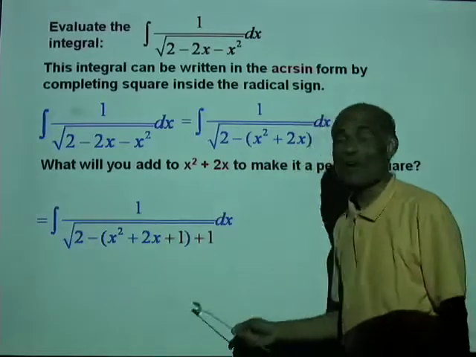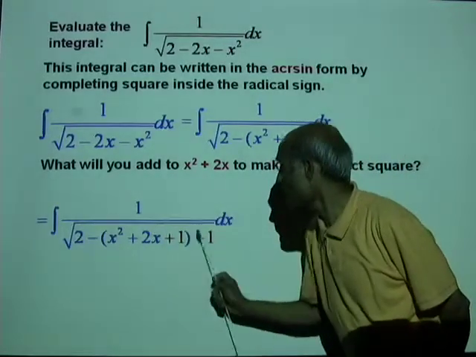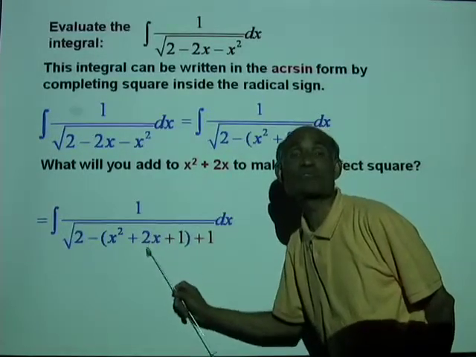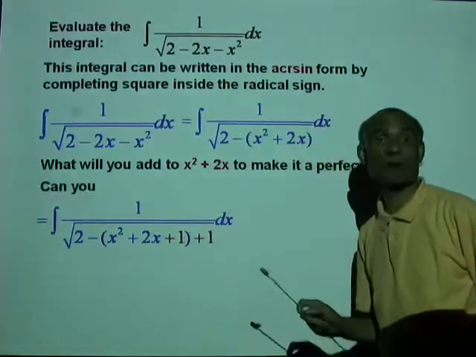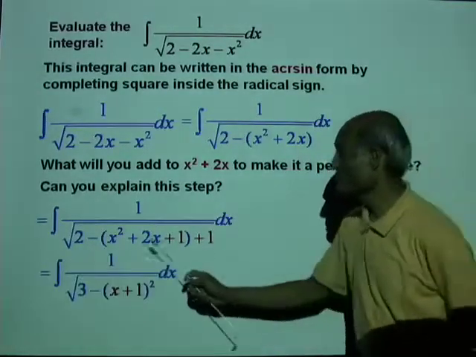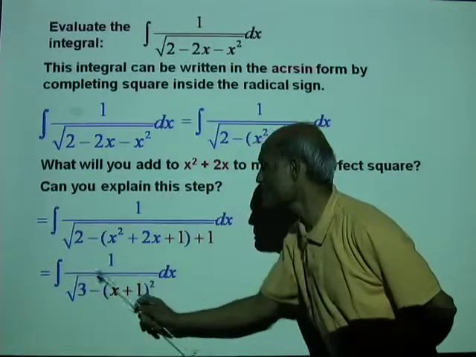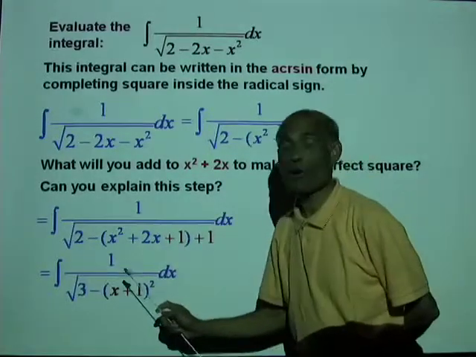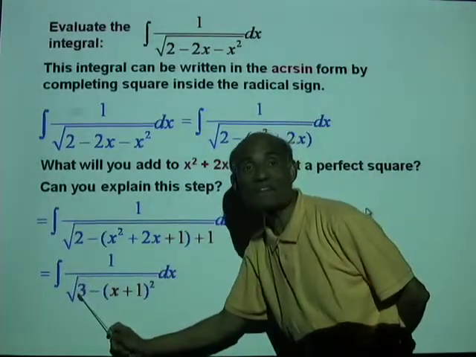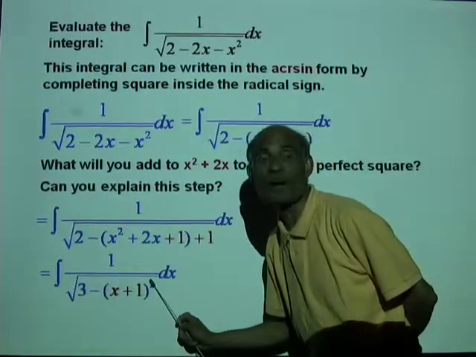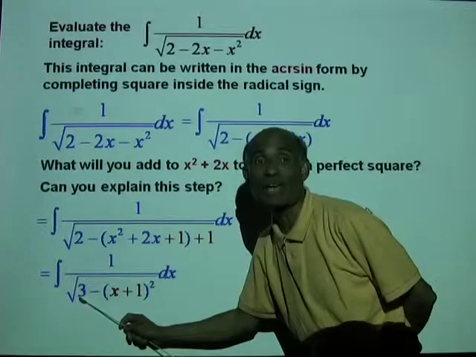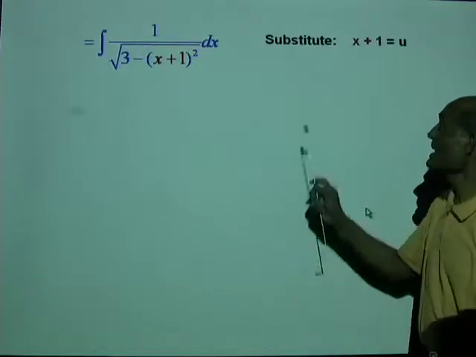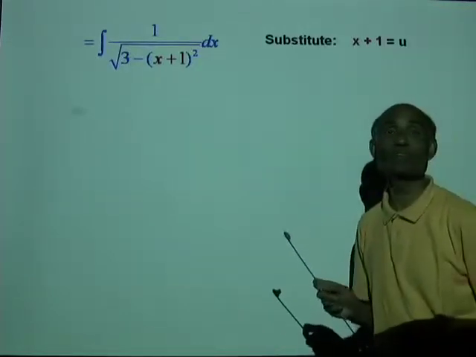Is that right? Okay, but this 2 added to this 1 will become 3, and this will be x plus 1 raised to the power of 2. This is x plus 1 to the power of 2. Alright, so this will be integral 1 over square root 3 minus x plus 1 squared. Now this is of the form 1 over square root a squared minus u squared, where a is square root of 3, a squared is 3, and u is x plus 1. That's right. So we substitute x plus 1 equal to u.